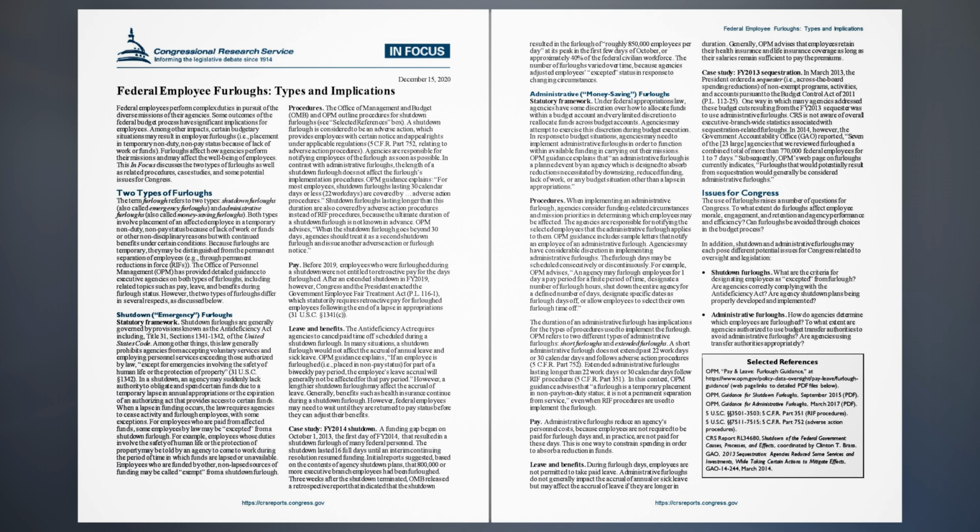Selected references. OPM, Pay and Leave, Furlough Guidance, at https://www.opm.gov/policy-data-oversight/pay-leave/furlough-guidance/ web page links to detailed PDF files below. OPM, Guidance for Shutdown Furloughs, September 2015, PDF. OPM, Guidance for Administrative Furloughs, March 2017, PDF. 5 U.S.C. Sections 3501, 3503, 5 CFR Part 351, RIF Procedures. 5 U.S.C. Sections 7511, 7515, 5 CFR Part 752, Adverse Action Procedures.